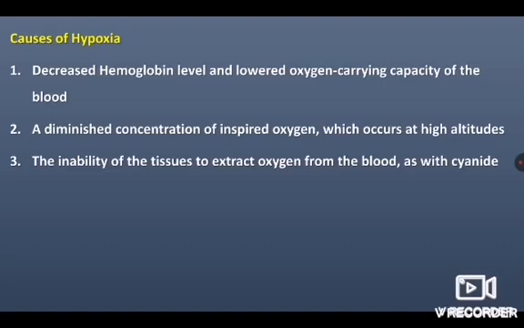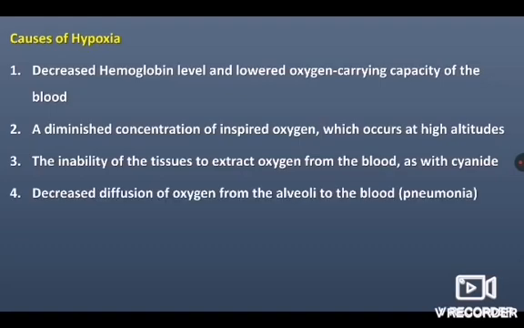The next is inability of the tissues to extract oxygen from the blood, as with cyanide poisoning. Oxygen may enter into the lungs, but the tissues may not be able to utilize it, as in case of cyanide poisoning, because the tissues are poisoned with cyanide.